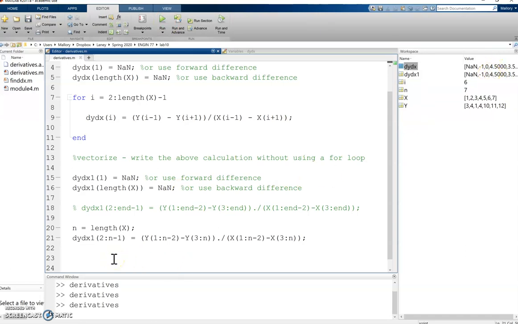So I hope that was helpful, helping you write your central difference without a for loop. You can do the same thing for your forward difference and your backward difference as well.